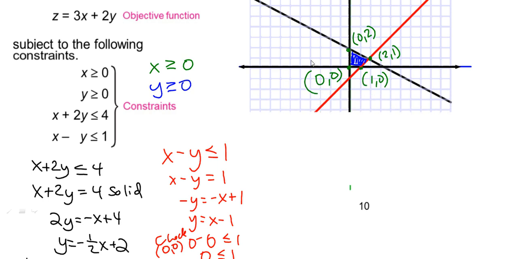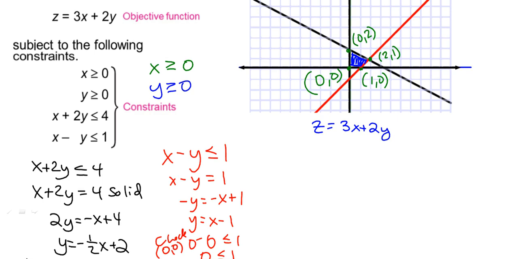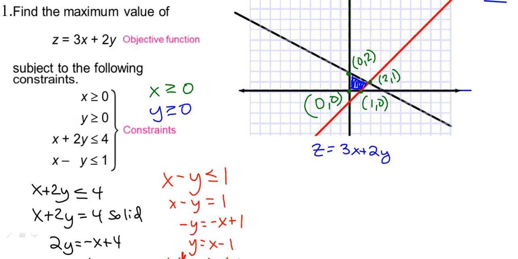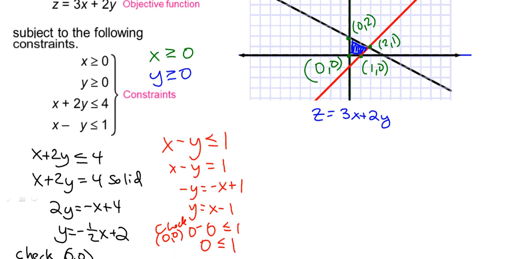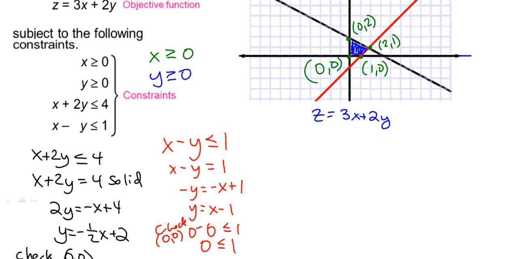So I'm just blocking off some of that graph paper so that it's easier to see. My objective function is z equals 3x plus 2y. I want to find a maximum value, so I want the biggest z value I get when I use those green points that I have marked off there. And I'm just going to try all of them.